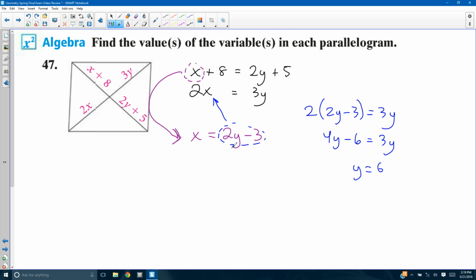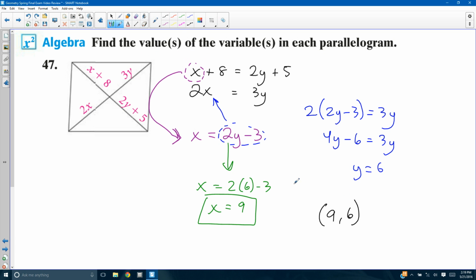Okay, y equals 6. Let's go ahead and substitute 6 for y into this equation here. X equals 2 times 6 minus 3, which is 12 minus 3, which is 9. All right, so 9 and 6. And if you wrote it as an ordered pair, it would be 9, 6. Okay, that was substitution method.